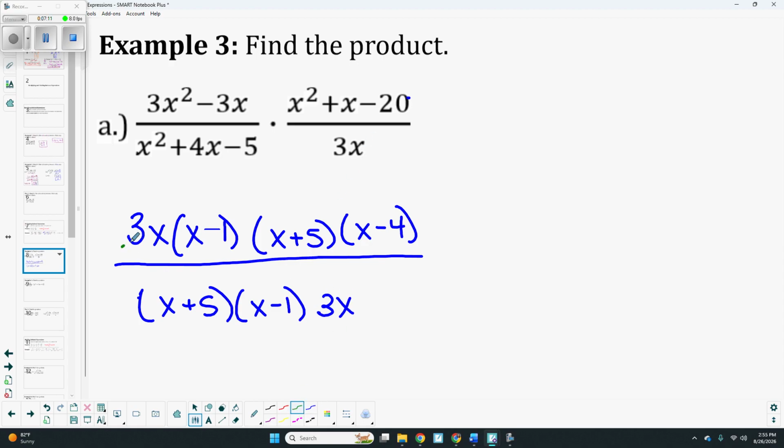So a 3x will cancel with a 3x. An x minus 1 will cancel with an x minus 1. And an x plus 5 will cancel with an x plus 5. So all I'm left with in this problem is x minus 4. That is the product of those two fractions.